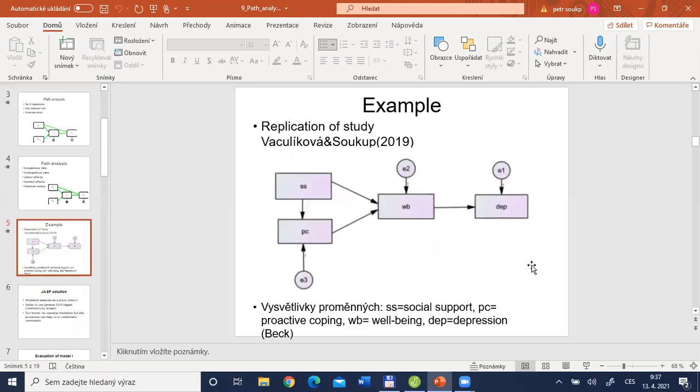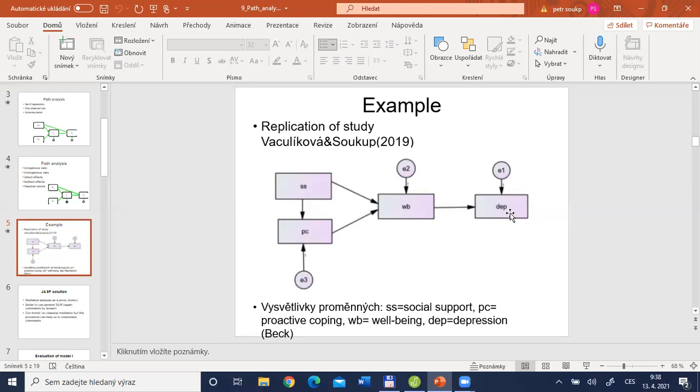And here is the model we will be computing. So we will replicate the study which was published by Jitka Vaculíková and me in 2019 in one of the Spanish psychological journals. So you can find the study, I expect, online. And this was a replication of a well-known American study, which expected the following relationship: social support and proactive coping as predictors of well-being. We have covered this topic previously in our regression lessons. And at the end of this model is depression.